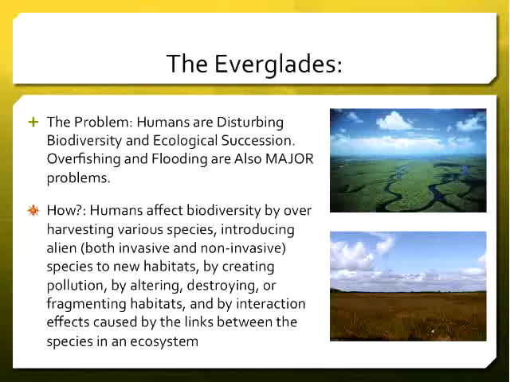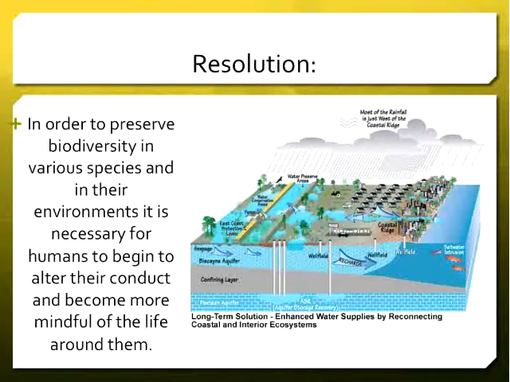Humans affect biodiversity by over-harvesting various species, which would be the fish, introducing alien, both invasive and non-invasive species to new habitats, ruining the food webs, creating pollution, or the dumping in the rivers, by altering, destroying, or fragmenting habitats, such as deforesting, and by interaction effects caused by the links between the species and an ecosystem.